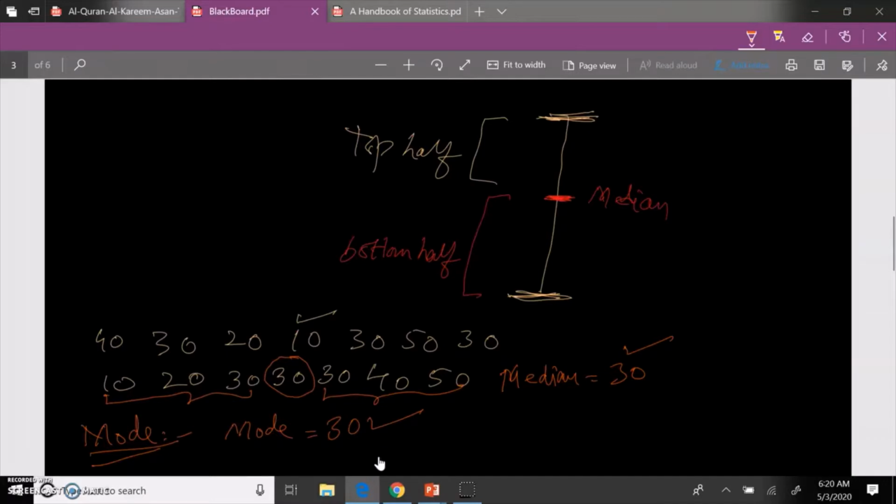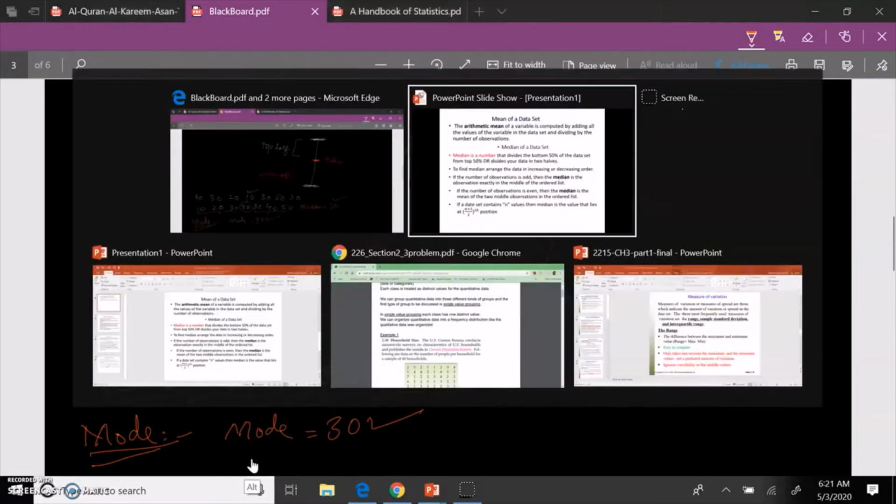Remember, this is a situation which is happening, but it's not always the case that the mean will coincide with the median and will always be equal to the mode. It may not happen. Please remember that. If I'm taking such an example in which this happens, it doesn't mean it will happen all the time. Okay, so this is about mean, median, and mode.